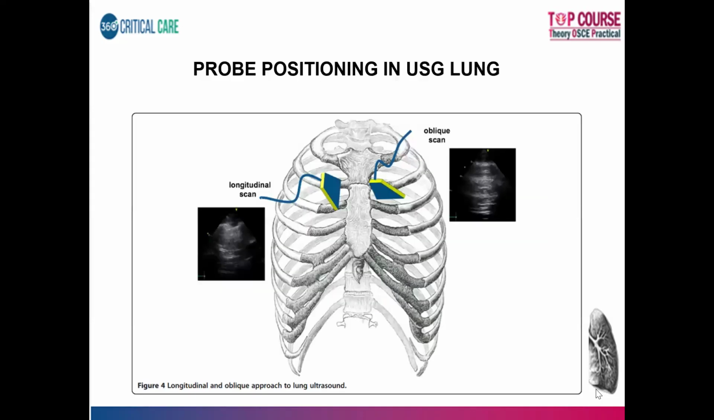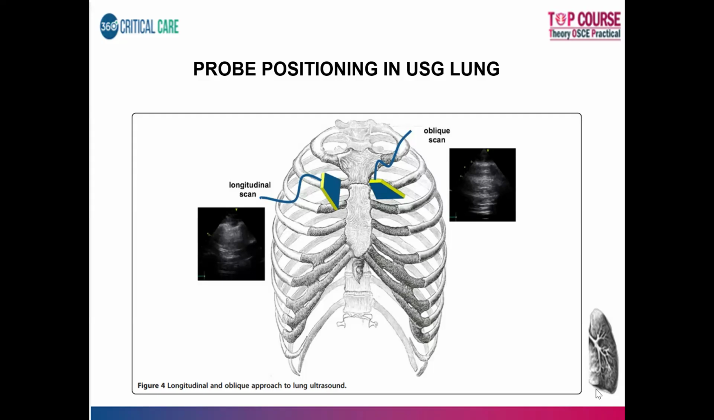How do you position the probe? Usually there are two ways you can do it when doing ultrasound of the lung. Either you keep it in a longitudinal fashion, wherein you have an image as present on the left hand side of the screen, and you can also see the intercostal area. If you want to scan one particular intercostal space alone between two ribs, you can use an oblique scan view. But if you are comparing multiple spaces, usually you use the longitudinal scan.